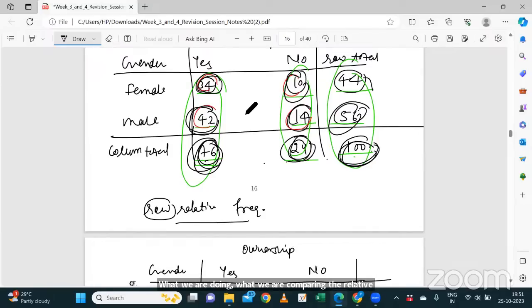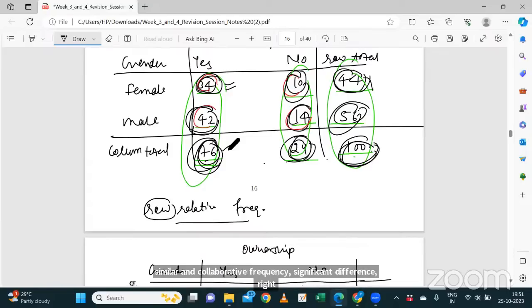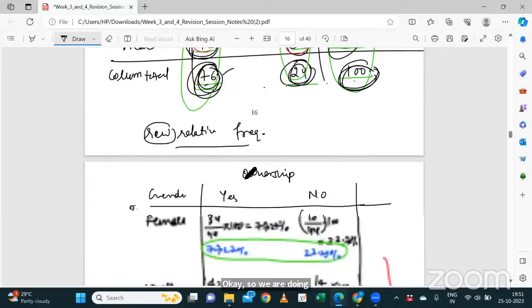At the end, you are just dividing by total female. This is the first criteria, right? Another criteria is the female count who are saying yes. So you are just doing it in a different way. It should not be that the row relative frequency is similar and the column relative frequency is significantly different. The way is different, but we are comparing the same thing, right?